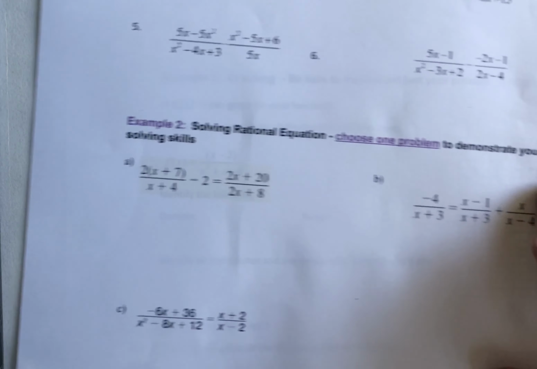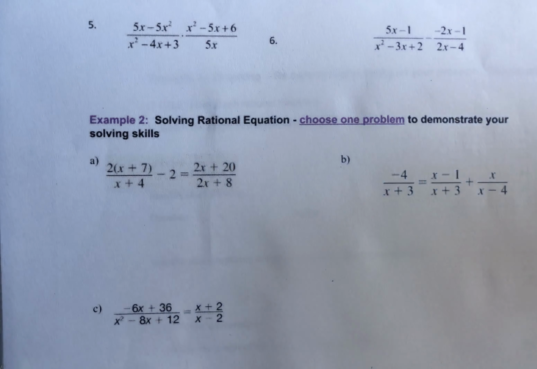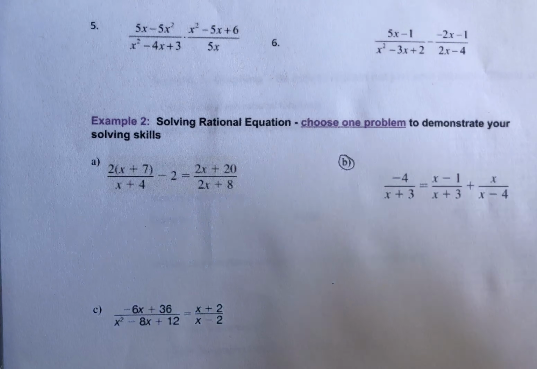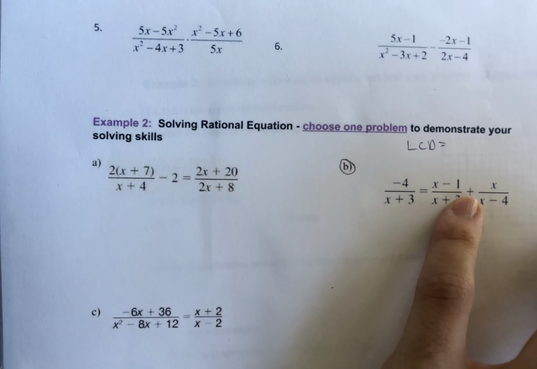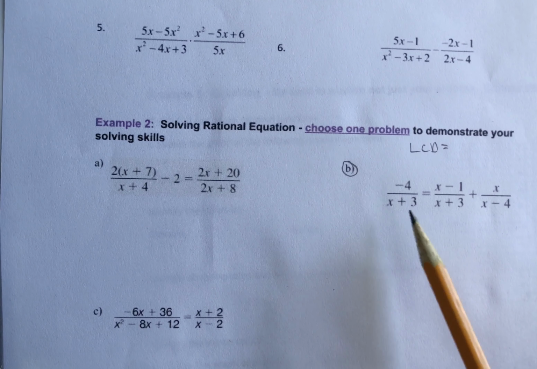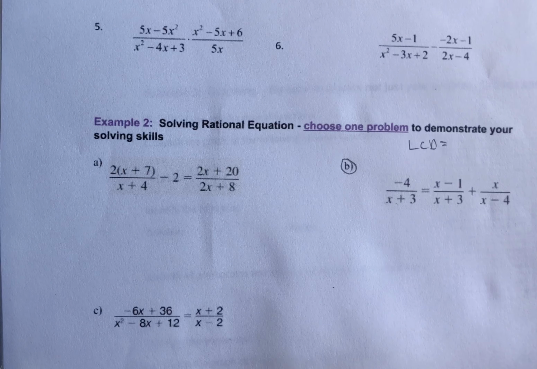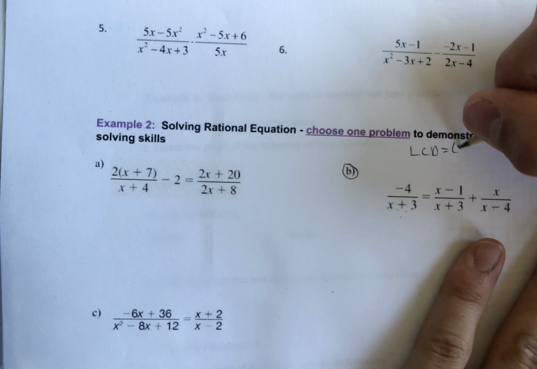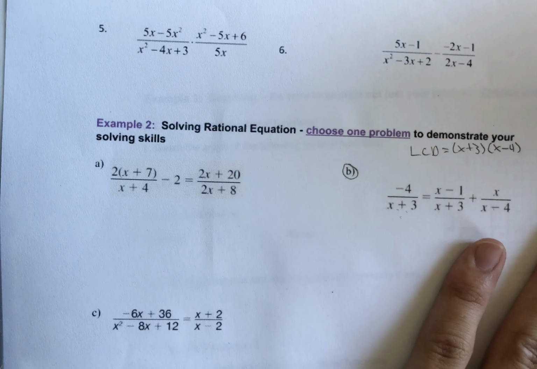Okay, moving on. For this one, we'll be solving a rational equation, and we'll do number B. What you want to start out doing with this problem is to first find the least common denominator. You do this by seeing what is under each denominator and what needs to be there, by multiplying all denominators together. And so you end up getting x plus 3 times x minus 4.